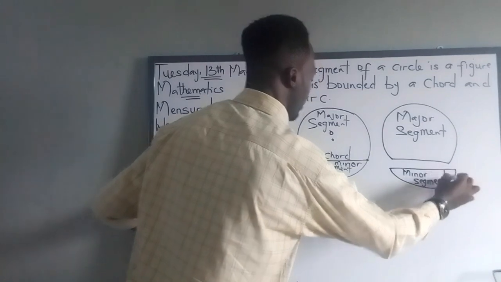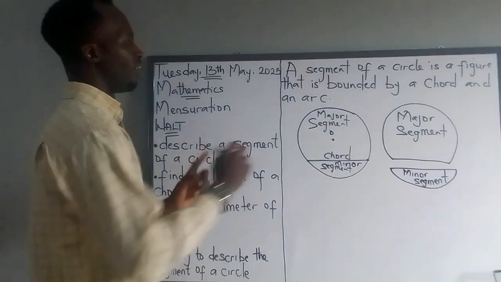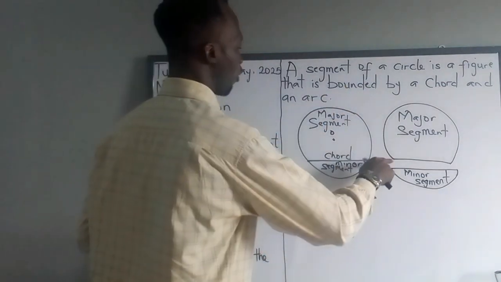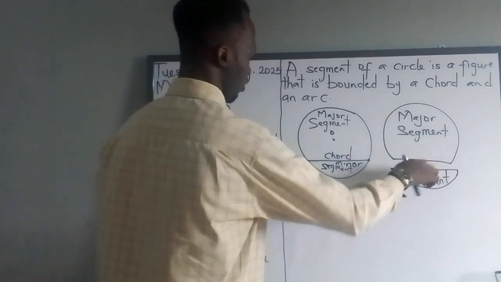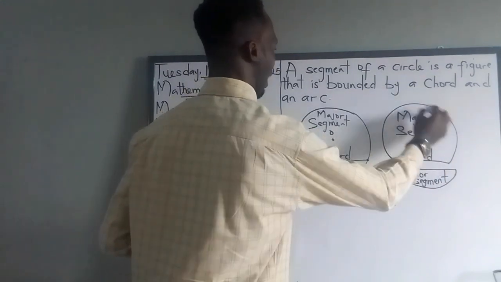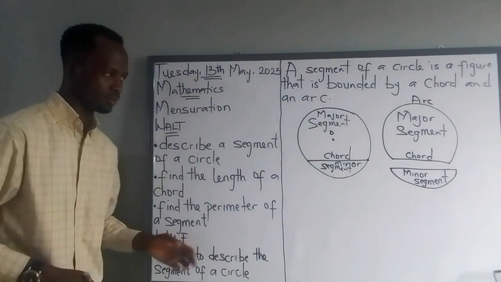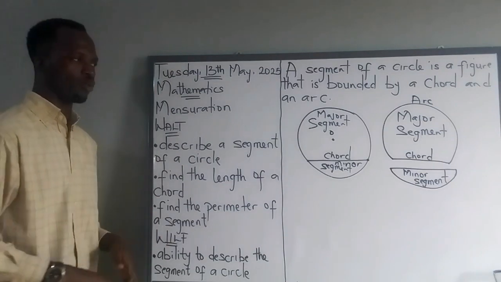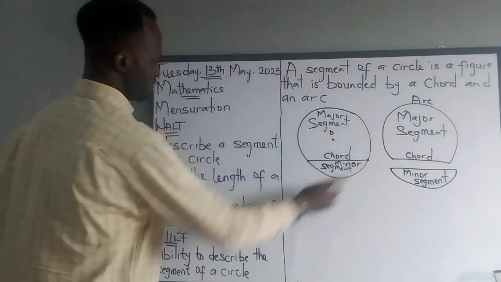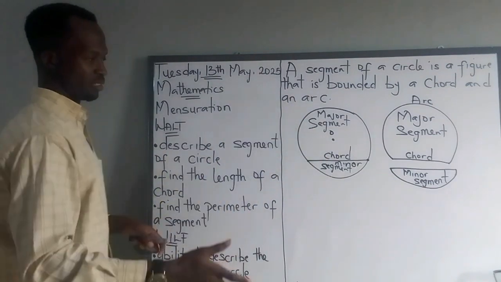The minor segment. So again, a segment is simply a figure that is bounded by a chord and an arc. This is the line, this is the chord, and this is the arc. Any figure that is bounded by a chord and an arc is referred to as a segment. So the chord divides the circle into two unequal parts.